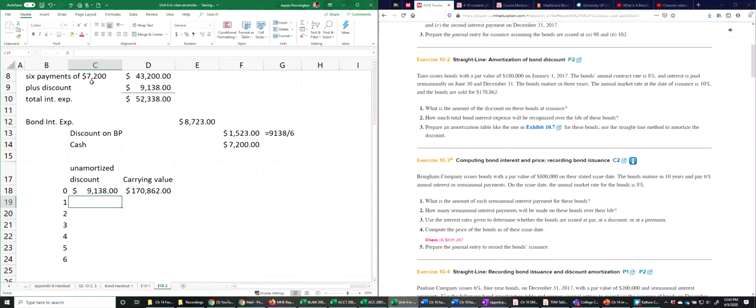All right. So at issuance, the bonds have a carrying value of $170,862. Right, because that is the par value of $180,000 less the unamortized discount of $9,138. All right. So each period we're amortizing, because keep in mind the discount has a debit balance, and we're crediting it this much. So that's going to reduce the discount. All right.